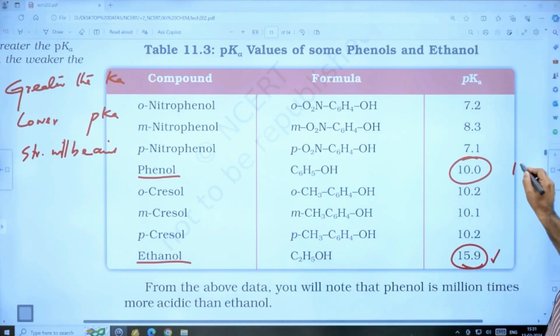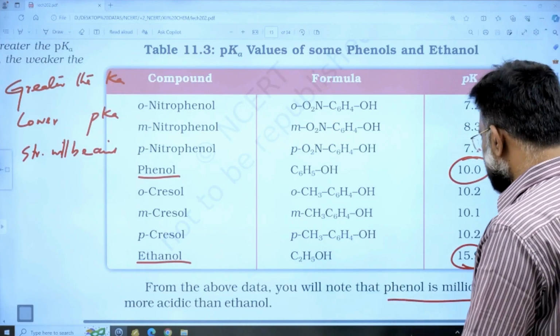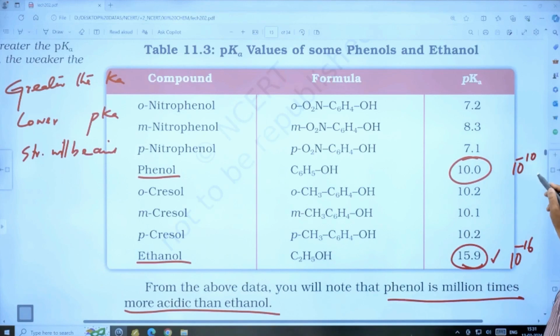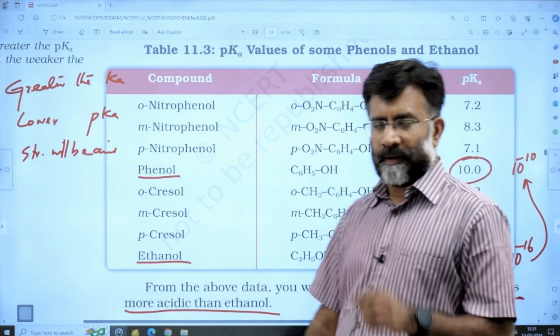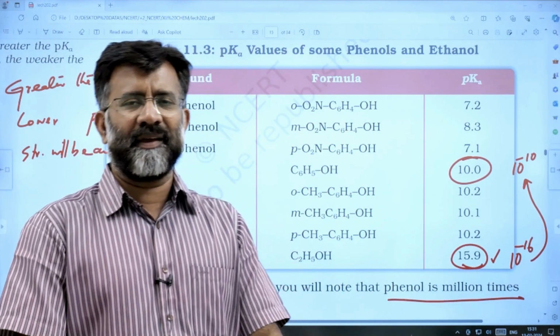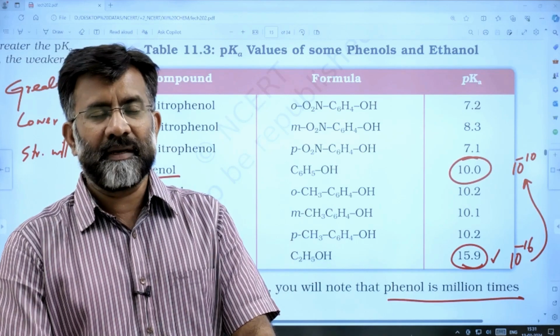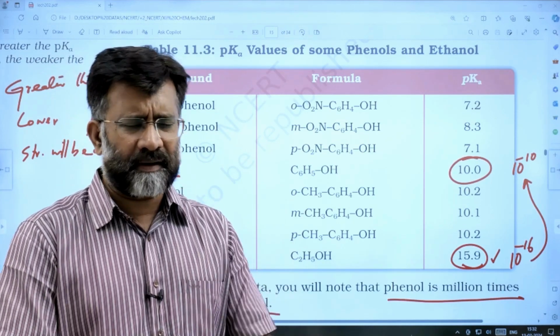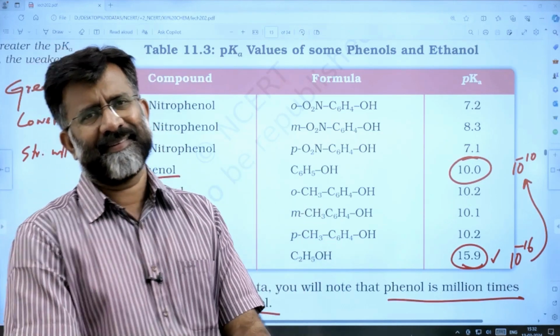Here the Ka value is 10 power minus 10. Here the Ka value is in the 10 power minus 16 range. Not quite surprisingly, it is given that phenol is a million times more acidic than ethanol in terms of Ka value. In terms of degree of dissociation, at least 1000 times. Okay.